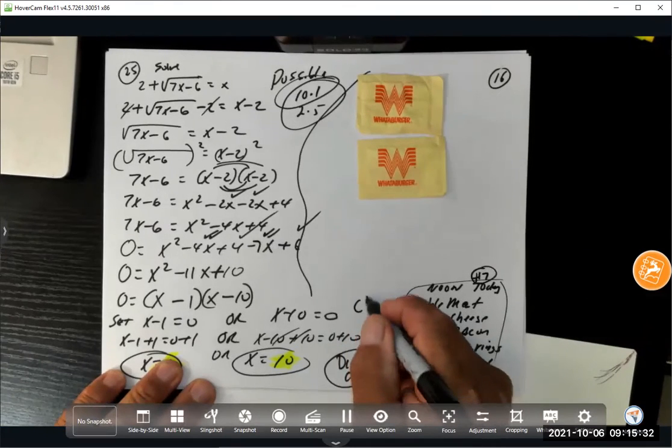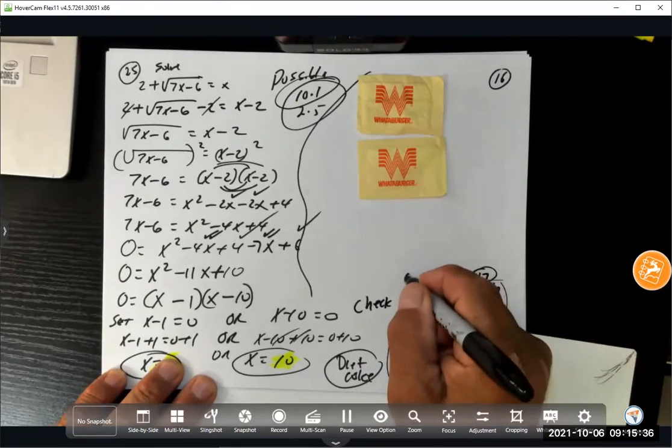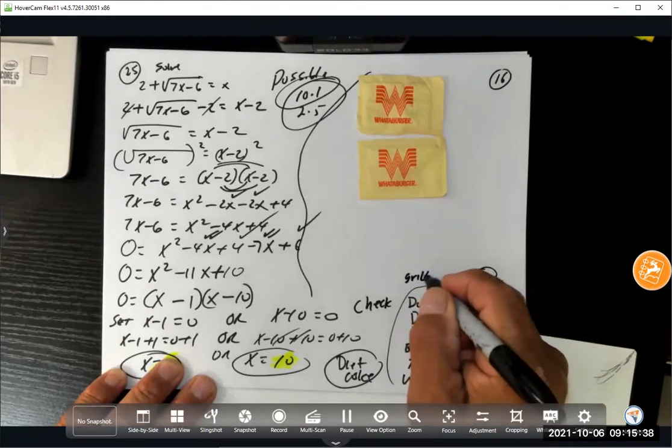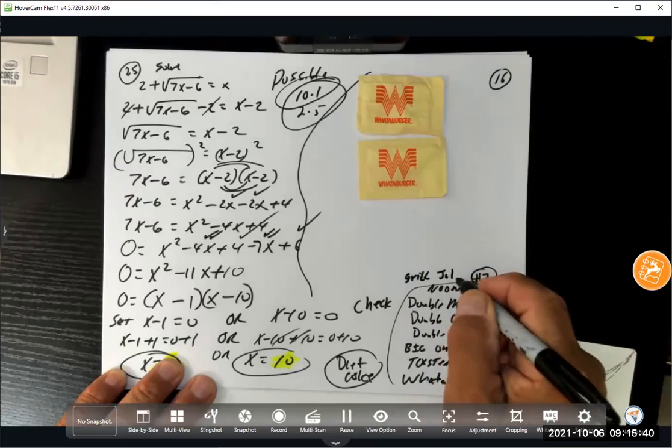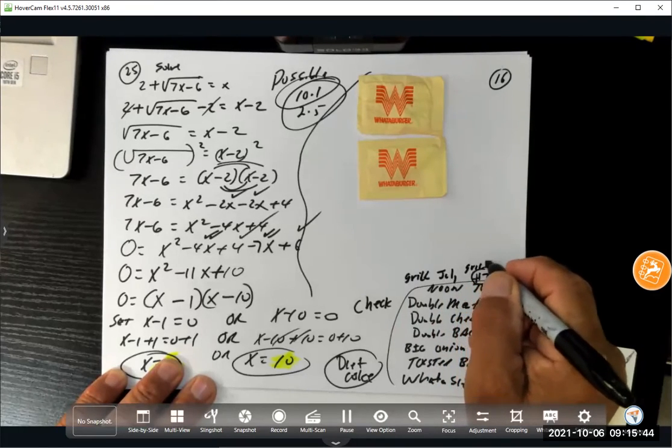Do I check it or just eat it? Oh, of course. Yes, you check. Wait. Also, I like grilled jalapenos. Grilled jalapenos and grilled onions also. That's what I like on mine.